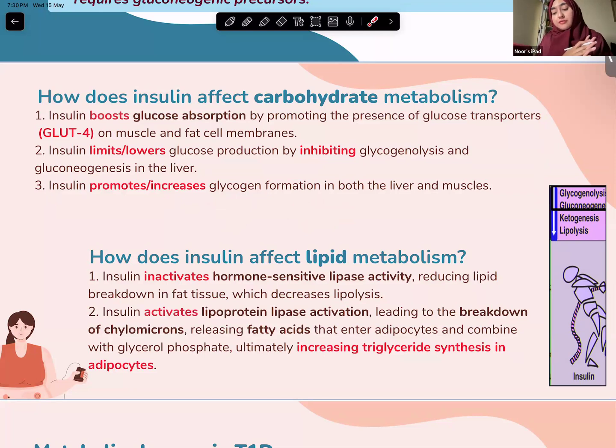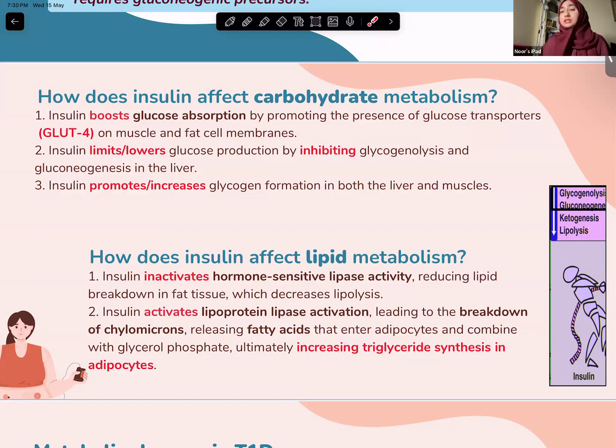Now, how does insulin affect lipid metabolism? Now, these two are important. So, insulin inactivates hormone-sensitive lipase activity, reducing lipid breakdown in fat tissue, which decreases lipolysis. Now, think of it this way. Think that insulin is like a switch that turns off a process called lipolysis. Okay, and lipolysis is when fats are being broken down in fat tissue. So when insulin is around, it stops the breaking down of fats, meaning less fat is released from fat tissue into the bloodstream.